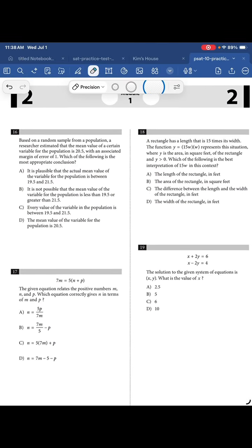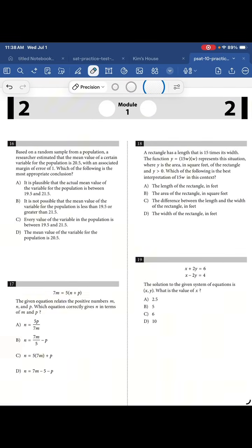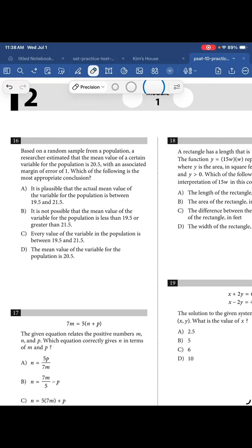There are 4 questions here I want us to solve. Let's see if we can solve them in 3 minutes. If not, then we'll solve the other ones in another video. Okay, let's start with 16.